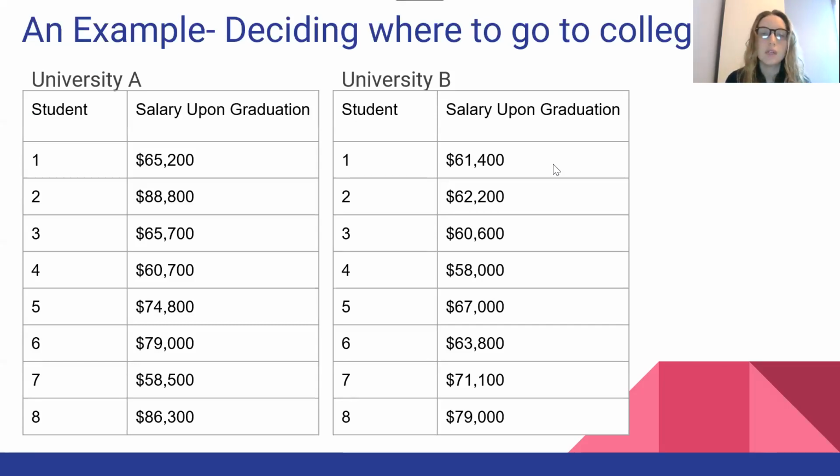Let's say you had University A and University B, and you've just randomly selected 8 students. And here you have listed their salary upon graduation for their first job they got after college. This is their yearly salary. So looking at this information, it's kind of overwhelming. This is only 8 kids, but imagine you had way more kids having just graduated that university. There's not much I can tell just from looking at these numbers.